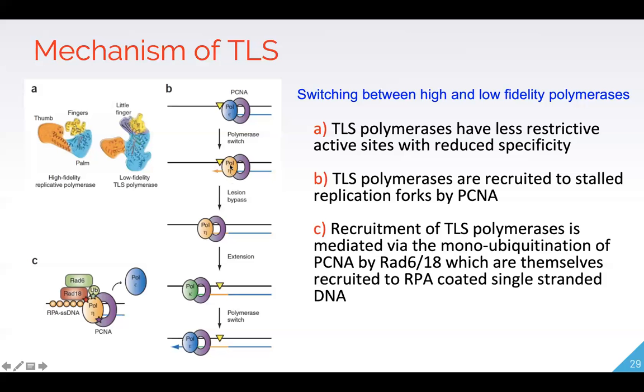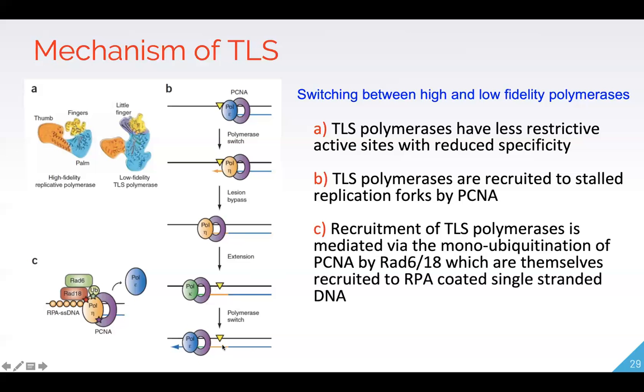There are many other TLS polymerases in addition to eta. There's zeta, kappa, and so on and so forth. They all have the same issues. They are low fidelity polymerases. And so when they switch, because these enzymes can tolerate the lesion, they just go on and replicate the damaged DNA, leaving the damage intact.